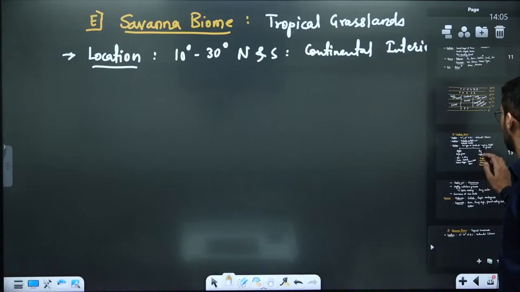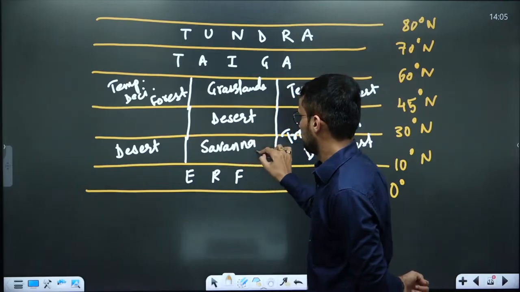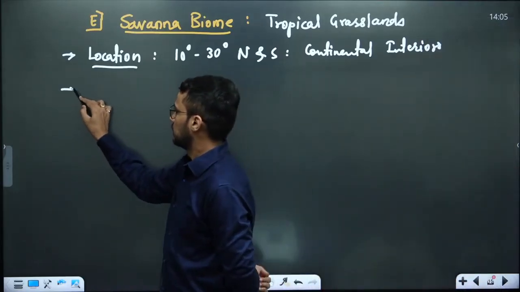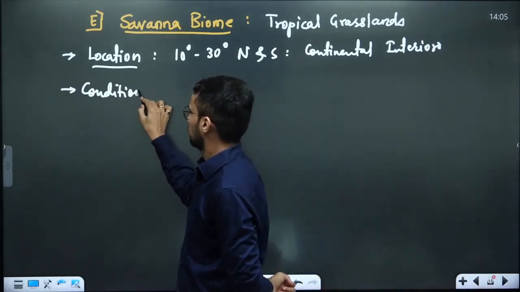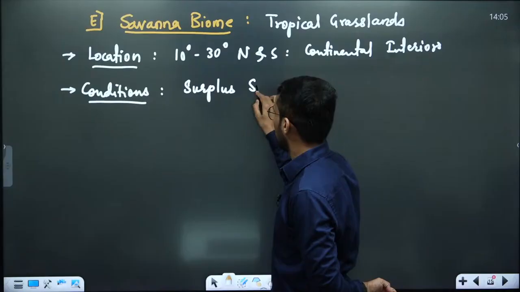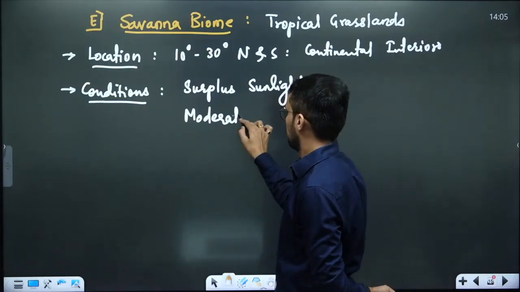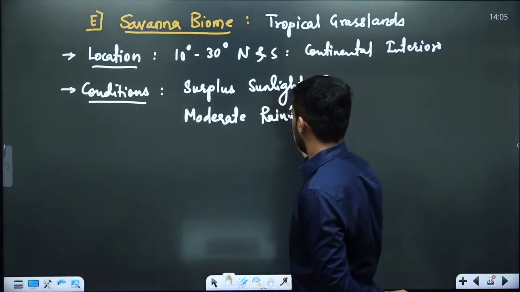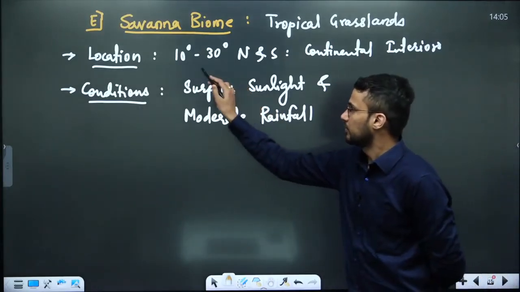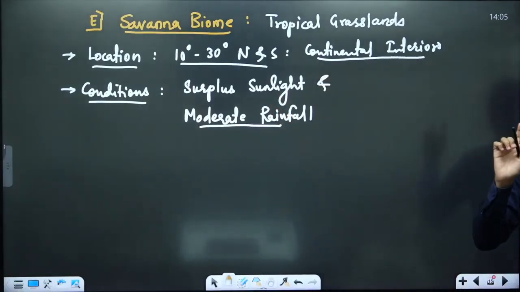Okay, so if we feel it in this diagram, this is savanna. Okay. Next now, conditions. Conditions are surplus sunlight and moderate rainfall, precipitation. There will be surplus sunlight, why? Because of the latitudes. And moderate rainfall, why? Because of the continental interior location.